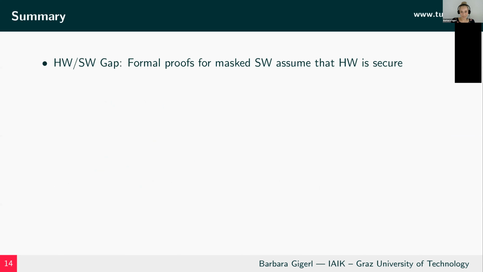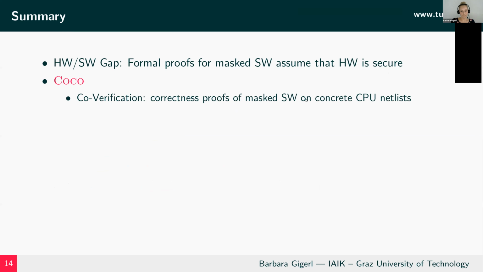So in summary, there exists what we call the hardware-software gap, because formal proofs for masked software often do not consider the hardware as they should. Therefore, we have Coco, which helps with the co-verification of masked software on concrete CPU netlists, and also with the co-design, such that we can find patches for the hardware and also constraints for the software for a specific CPU.